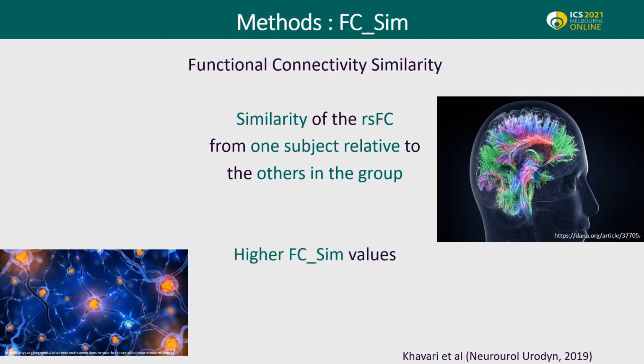All subjects were assigned an FC-SIM value. Higher FC-SIM values indicate that that individual had higher similarity to the group. Lower FC-SIM values indicate that that individual deviated from the functional connectivity noted in the rest of the group.